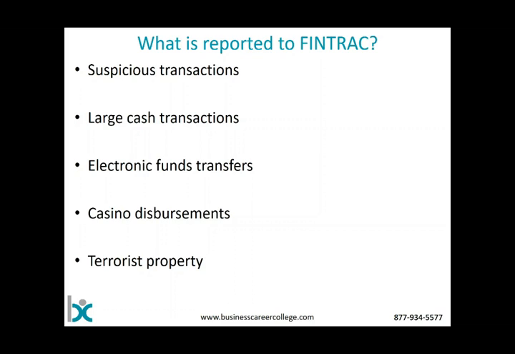Now, when we consider these transactions, there are 2 broad types of transaction here. There are transactions with very specific reporting requirements around the amount of the transaction. That would be large cash transactions, electronic funds transfers, and casino disbursements. And then there are the other 2 categories that really are around behavior. So suspicious transaction and terrorist property is more generally around behaviors that you would observe and then report.